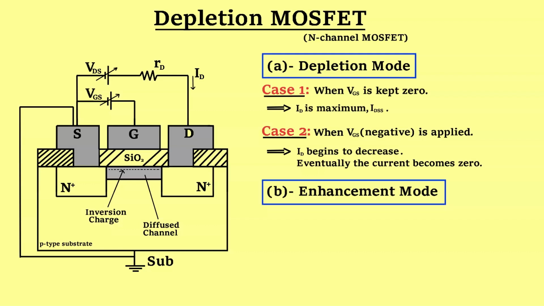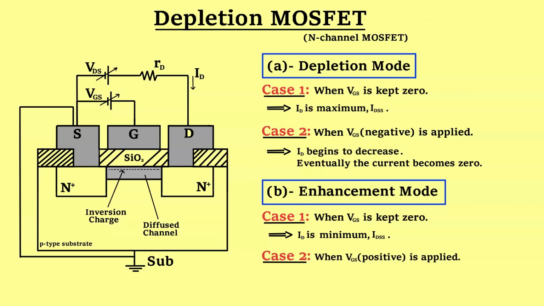Now we will analyze how N-channel depletion MOSFET is operated under enhancement mode. In enhancement mode, both drain and gate are positively biased with respect to source. When gate to source voltage is kept 0, drain current in this condition will be the minimum drain current. But when gate is applied with a positive voltage, negative charges are created and more negative charges will be reaching the drain, thus increasing drain current, which becomes greater than IDSS.